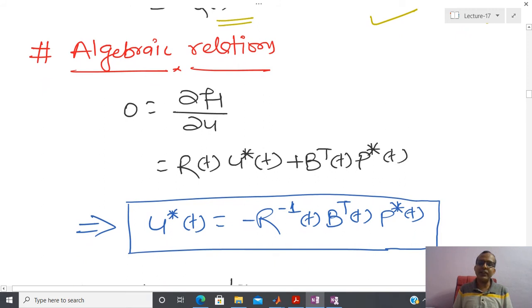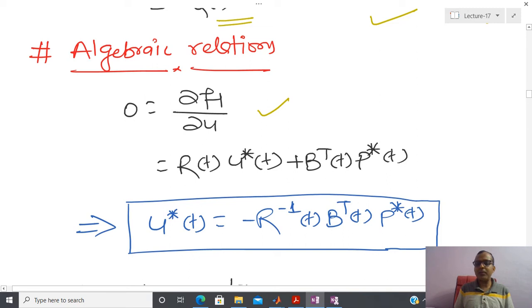And how to define the optimal control? For that I have to solve the algebraic relation. And how to solve that? You have to take the partial derivative of the Hamiltonian function with respect to u. And if you do that, then you will get this value of optimal control.